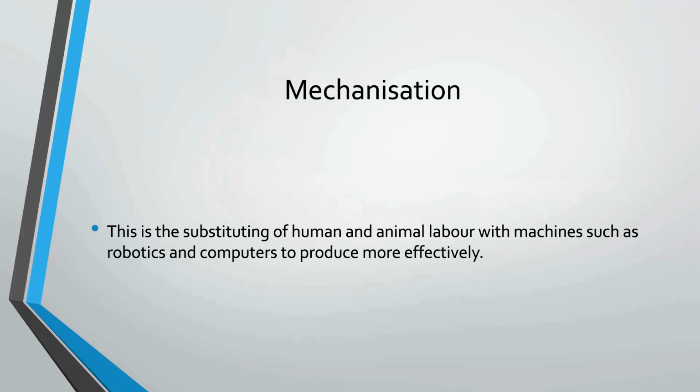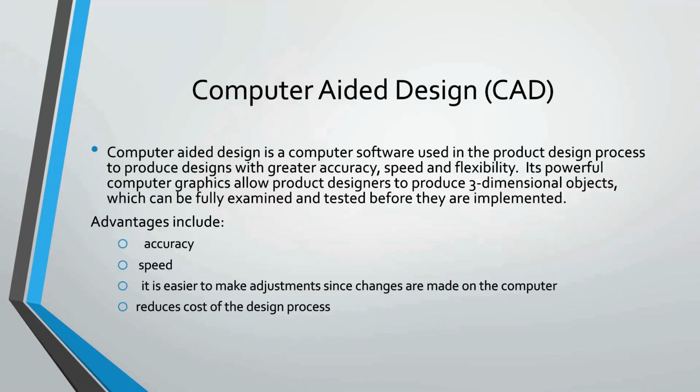Now, mechanization is substituting human and animal labor with machines such as robotics and computers to produce more effectively. And that is where the world is moving now, right? We also have computer aided design that assists in production. This is computer software used in the product design process to produce designs with greater accuracy, speed, and flexibility. Its powerful computer graphics allow product designers to produce three-dimensional objects which can be fully examined and tested before they are implemented.